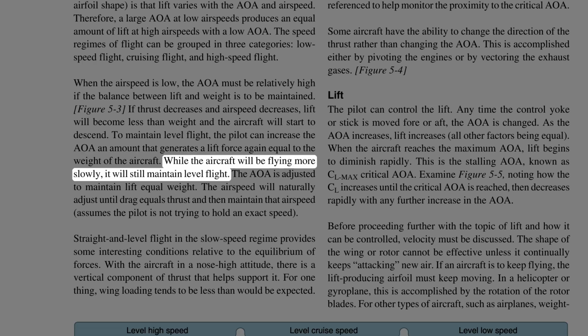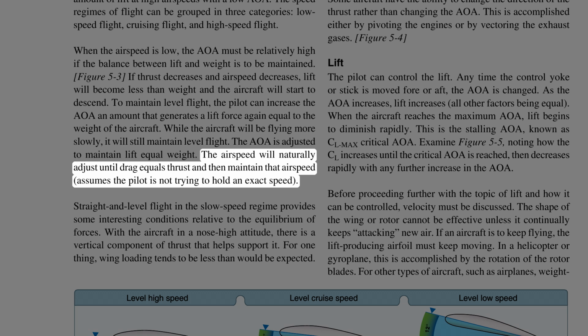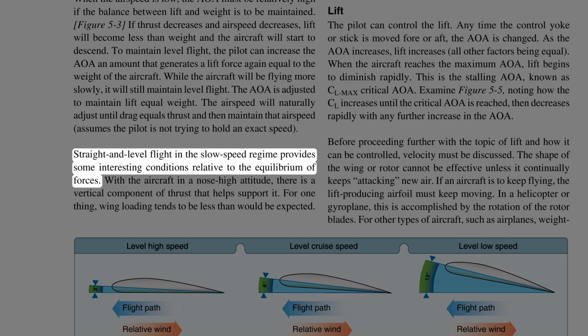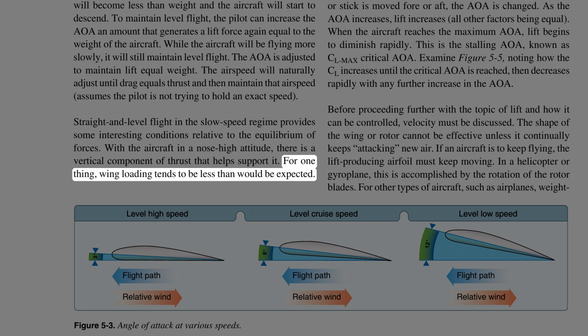While the aircraft will be flying more slowly, it will still maintain level flight. The AOA is adjusted to maintain lift equal to weight. The airspeed will naturally adjust until drag equals thrust and then maintain that airspeed, assuming the pilot is not trying to hold an exact speed. Straight and level flight in the slow speed regime provides some interesting conditions relative to the equilibrium of forces. With the aircraft in a nose-high attitude, there is a vertical component of thrust that helps support it. For one thing, wing loading tends to be less than would be expected.